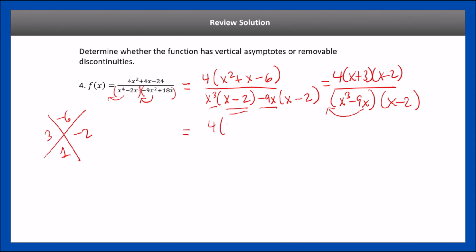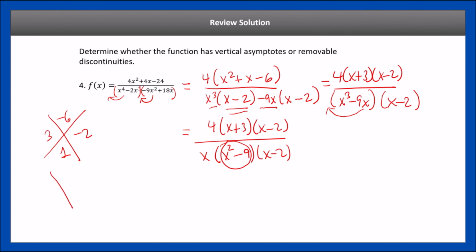So we get 4 times x plus 3 times x minus 2 over, on the denominator, x times x minus 3, or x squared minus 3, or minus 9, sorry, times x minus 2. And again, we can factor x squared minus 9 further, right? We can factor that even further, because this is a difference of squares. So we can factor it into x plus 3, x minus 3.